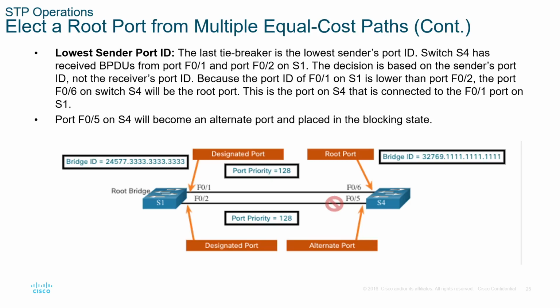Now, because the port ID of F01 on switch 1 is lower than port F02, the port F06 on switch 4 will be the root port. This is the port on S4 that is connected to the F01 port on S1. Port F05 on S4 will become an alternate port and be placed in the blocking state.